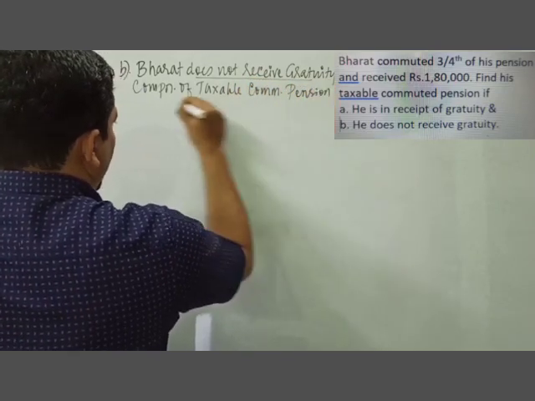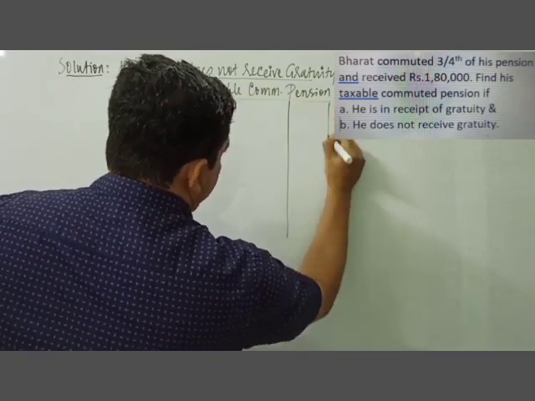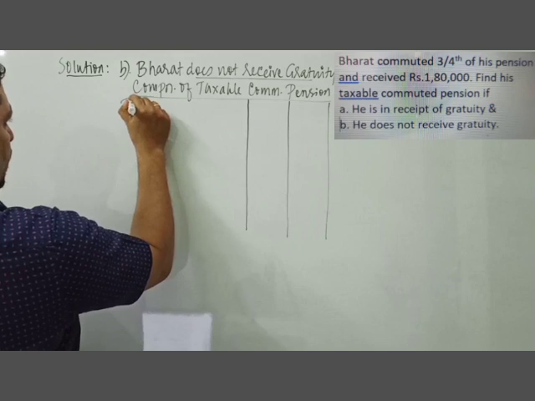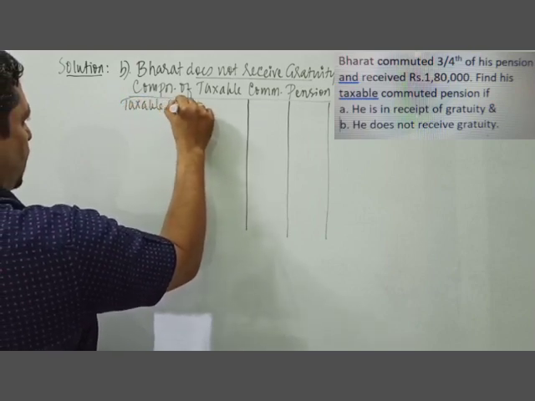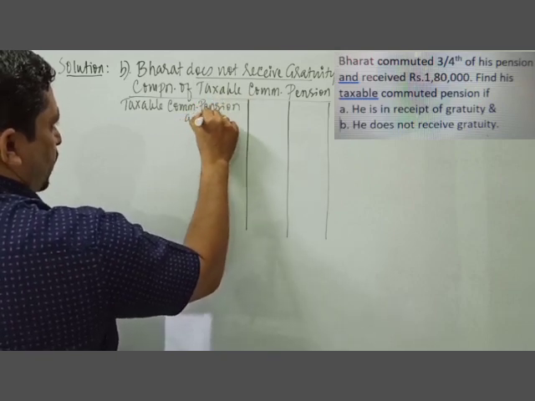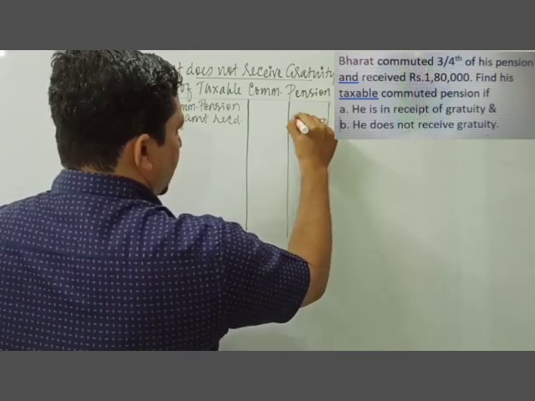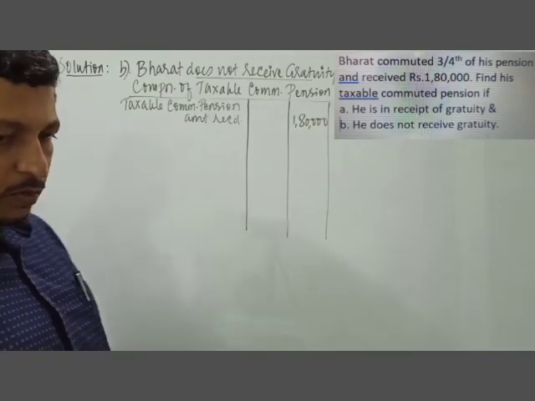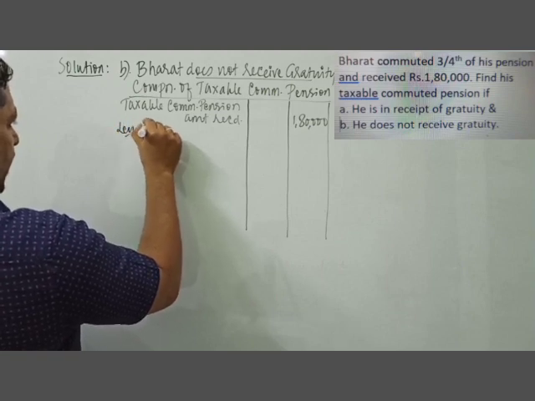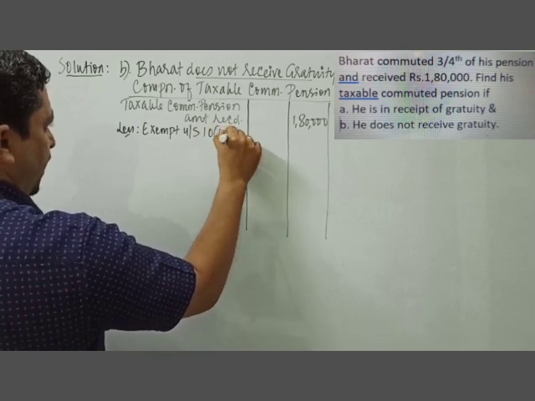As usual, we will have two amount columns. First, I write commuted pension amount received. Bharat received 1,80,000, as given. So I write 1,80,000 in the amount column. Next, I write less: exempt under section 10, subsection 10A.